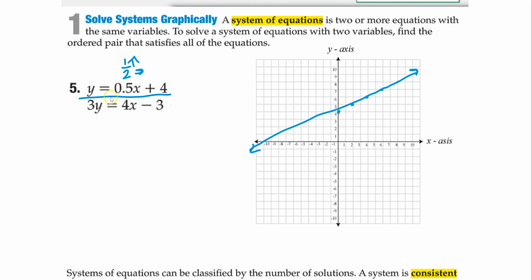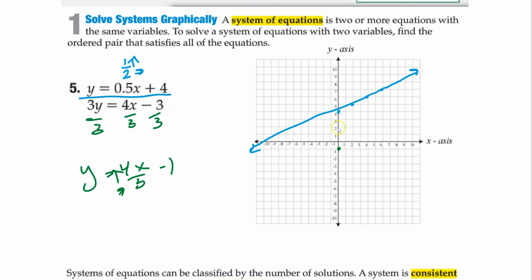This one's not in the proper notation. So let's solve for y, divide by 3. And get y equals 4x over 3 minus 1. So in this case, we're going to start at -1, so my y-intercept. Then I'm going to go up 4 and right 1, use my slope.